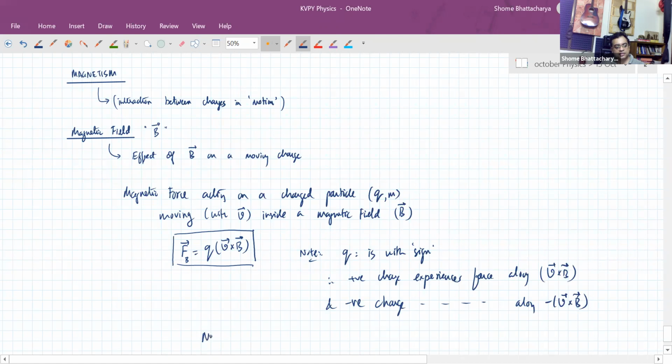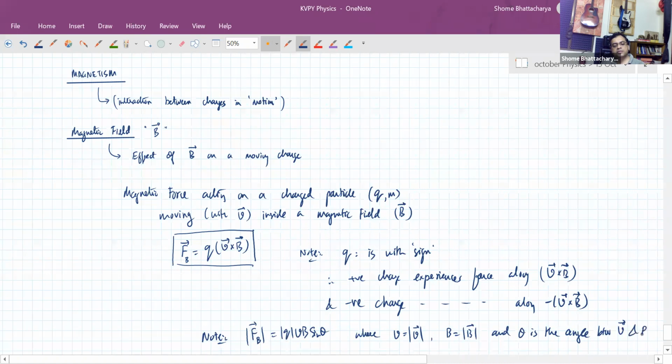The other thing to understand is the property of cross product, that the magnitude of this will become mod of Q, irrespective of its sign, into vB sin theta, where v is the magnitude of the velocity, B is the magnitude of the field, and theta is the angle between the velocity vector and the magnetic field.